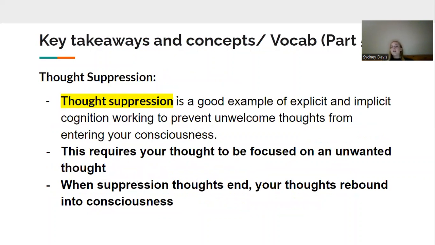Thought suppression. Thought suppression is a good example of explicit and implicit cognition working to prevent unwelcome thoughts from entering your consciousness. This requires your thought to be focused on an unwanted thought. When suppression ends, your thoughts rebound back into your consciousness.